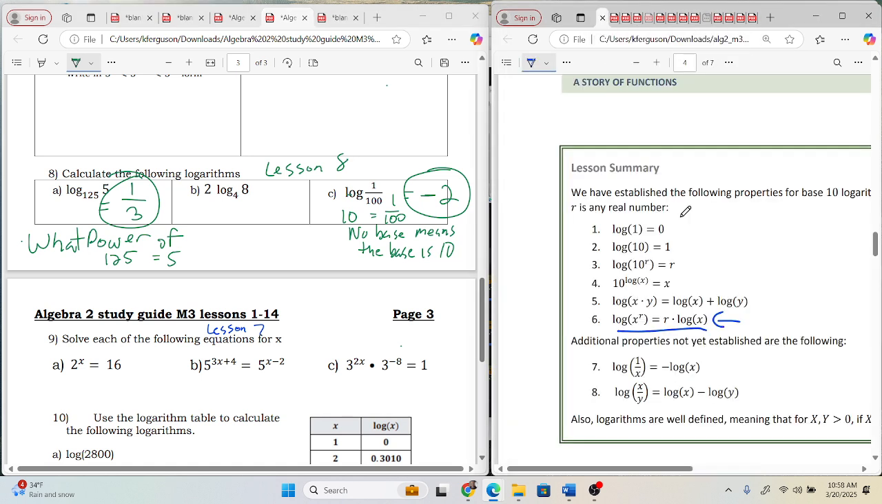Ah, there we go. Okay, so right here, this problem for like the 20th time goes back to this rule right here.